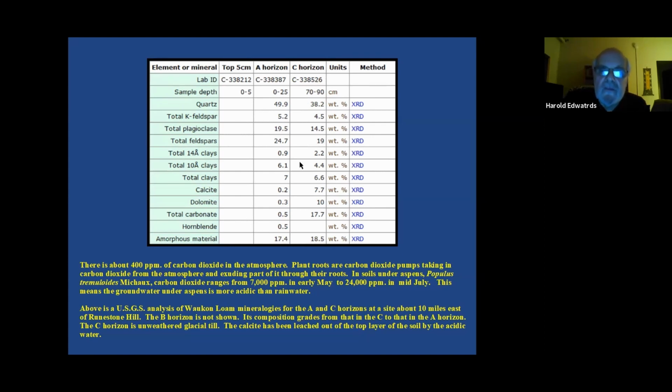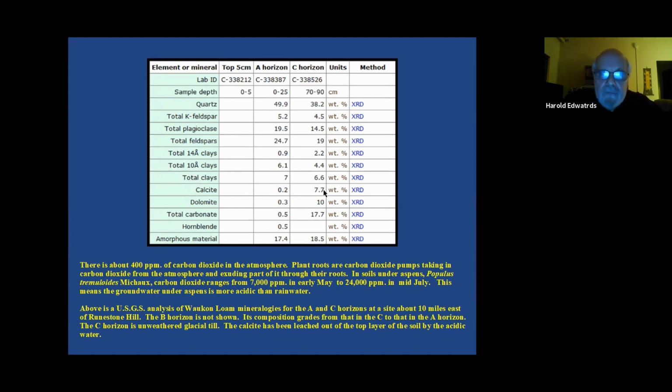This is the C horizon, which is the unweathered till, and then the A horizon is the very topmost layer of the soil, which we've called the zone of leaching. The B horizon is not analyzed in this, but it would grade from the material in the C horizon to the material in the A horizon. But I want to draw your attention to the calcite in the C horizon.